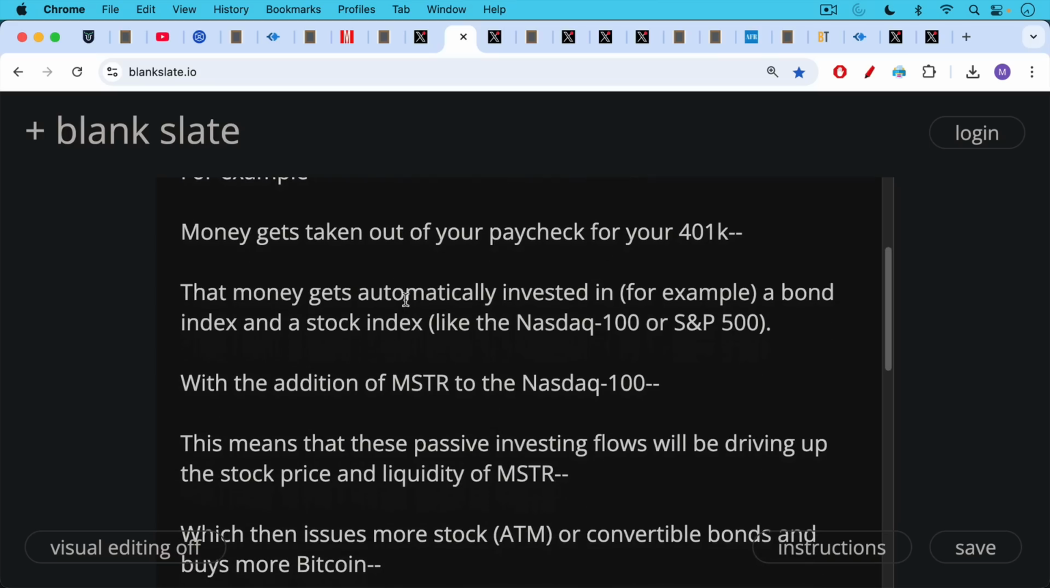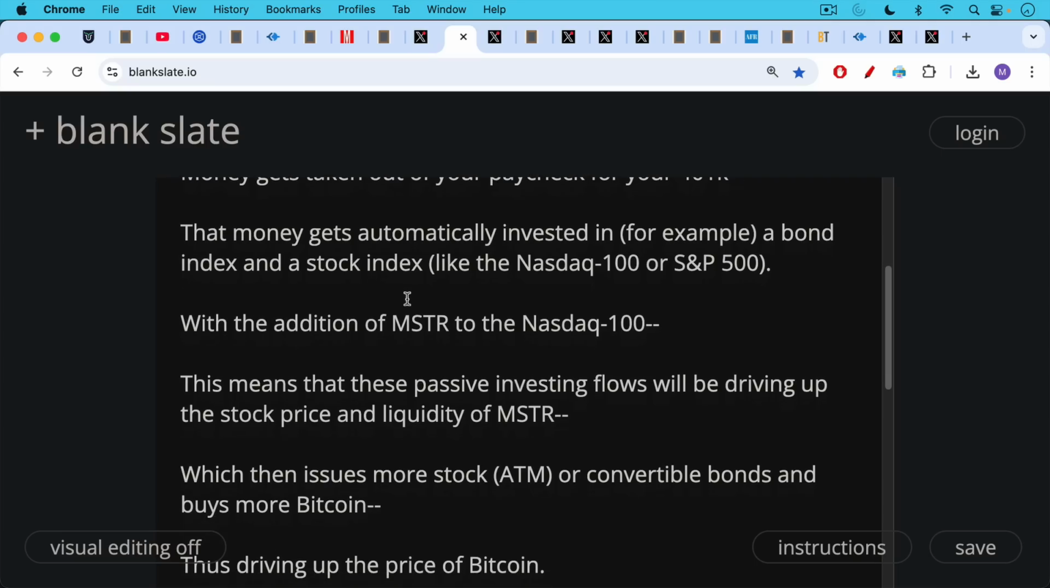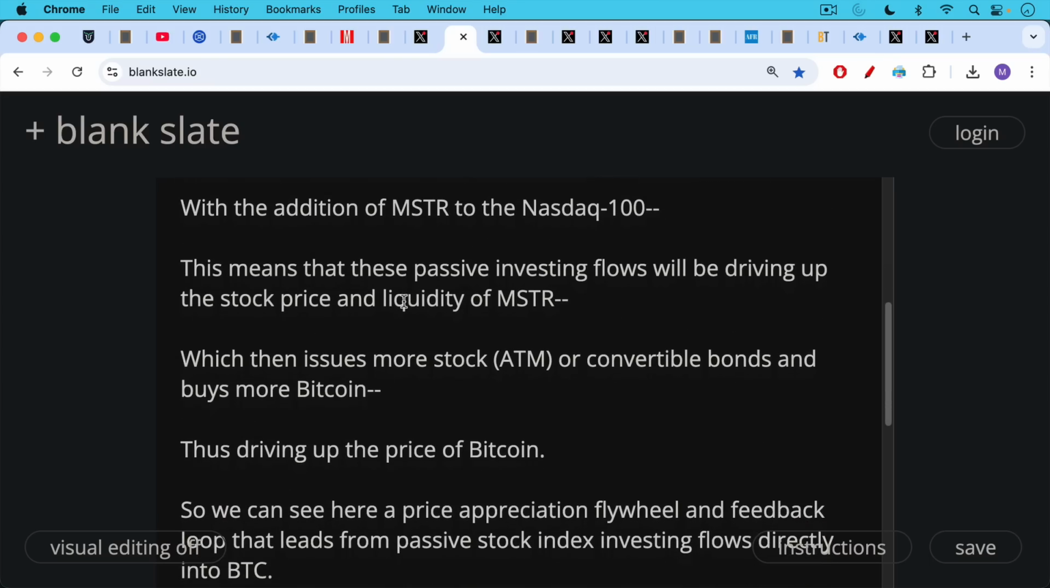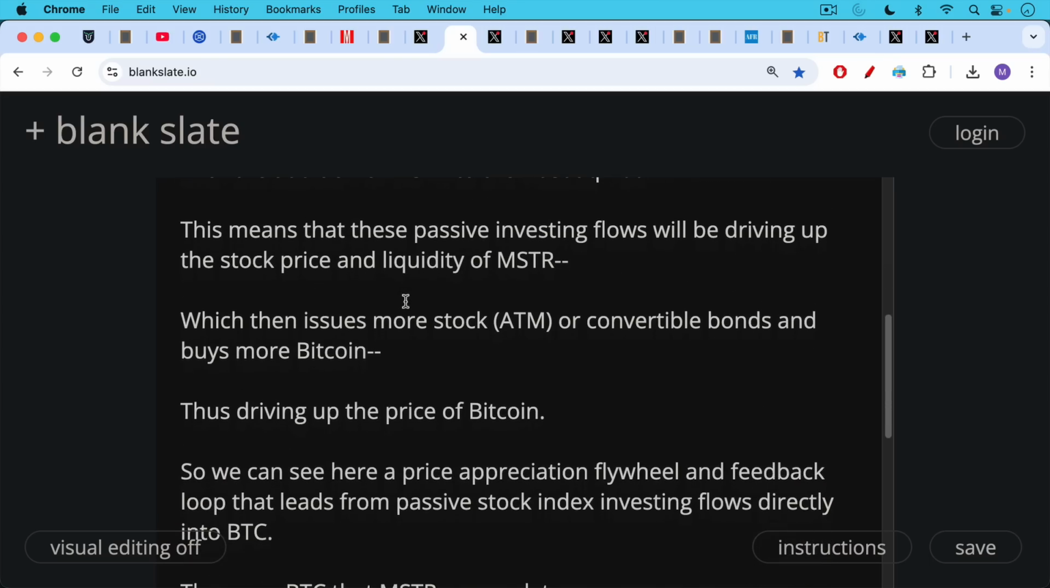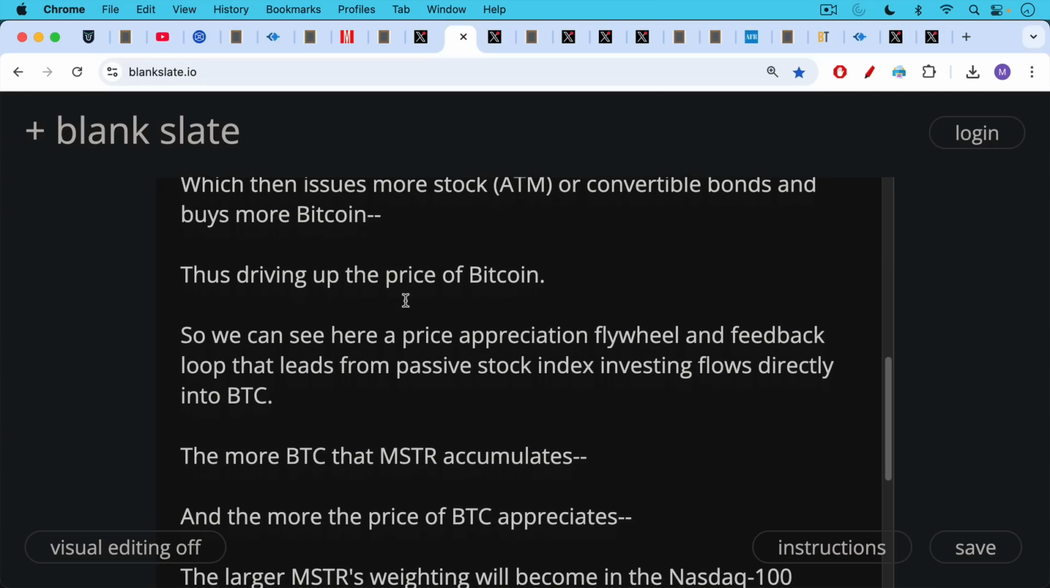And so now with the addition of MicroStrategy stock to the Nasdaq 100, this means that these passive investing flows will be driving up the stock price and increasing the liquidity of MicroStrategy, which will then issue more stock at their ATM offerings, or they'll issue more convertible bonds or plain vanilla bonds, and then use the proceeds to buy more Bitcoin, thus continuing to help to drive up the purchasing power, the price of Bitcoin denominated in fiat. So what we can see here is a price appreciation flywheel or feedback loop that leads from passive stock index investing flows directly into Bitcoin.